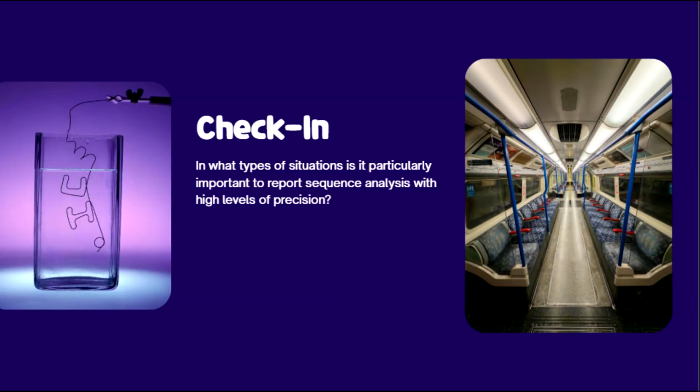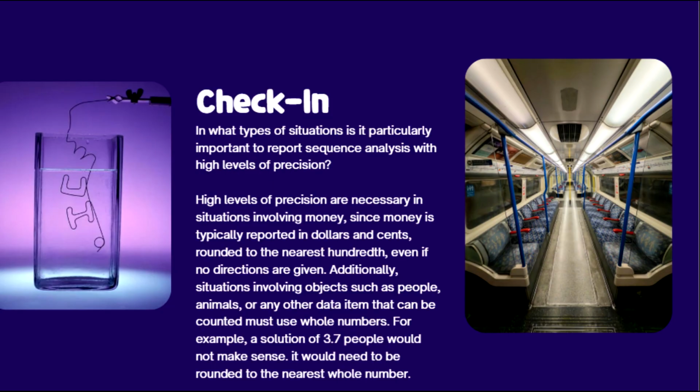In what type of situation is it particularly important to report sequence analysis with high levels of precision? High levels of precision are necessary in situations involving money, since money is typically reported in dollars and cents, rounded to the nearest hundredth, even if no directions are given. Additionally, situations involving objects such as people, animals, or any other data item that can be counted must use whole numbers. For example, a solution of 3.7 people would not make sense. It would need to be rounded to the nearest whole number.